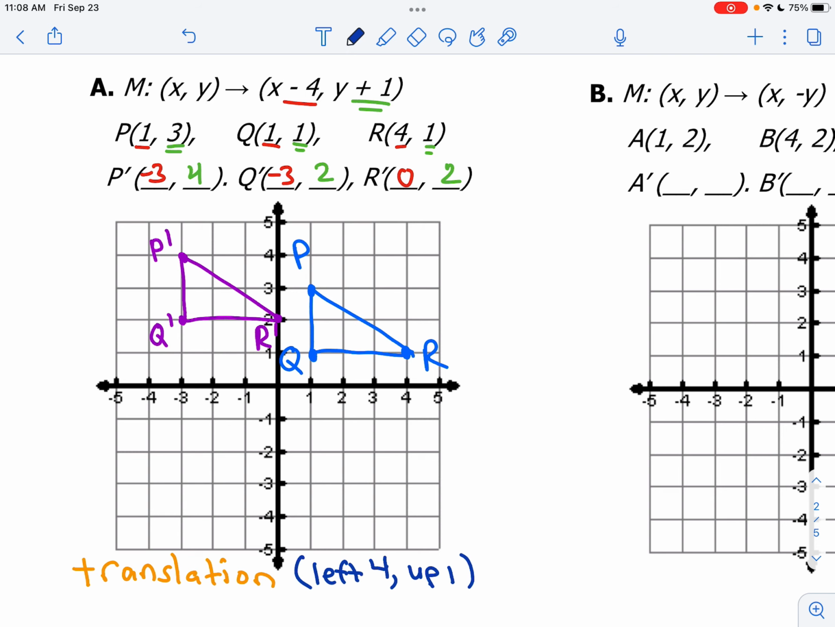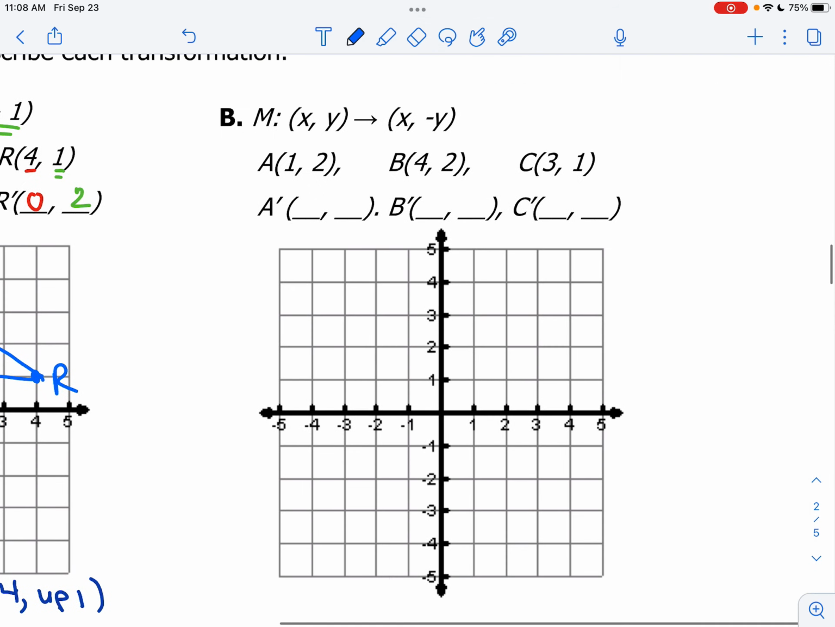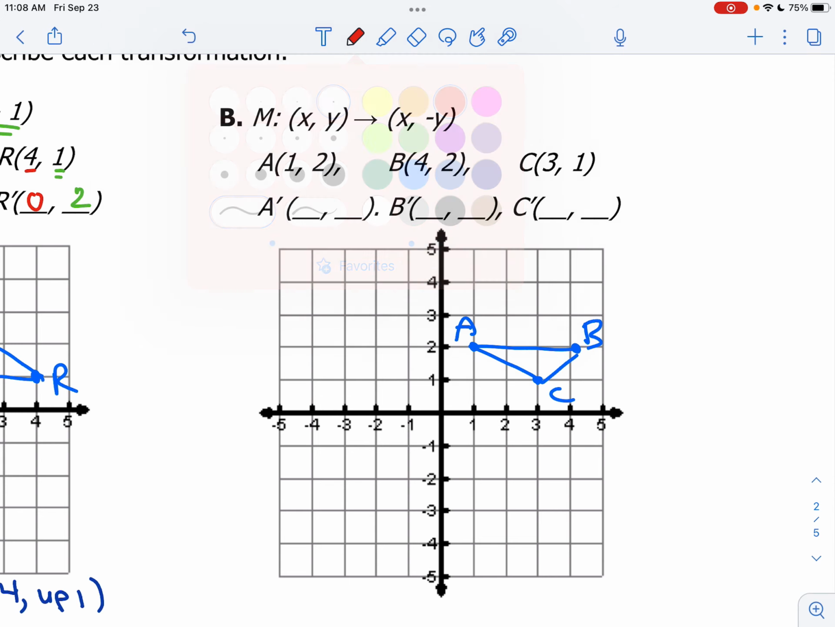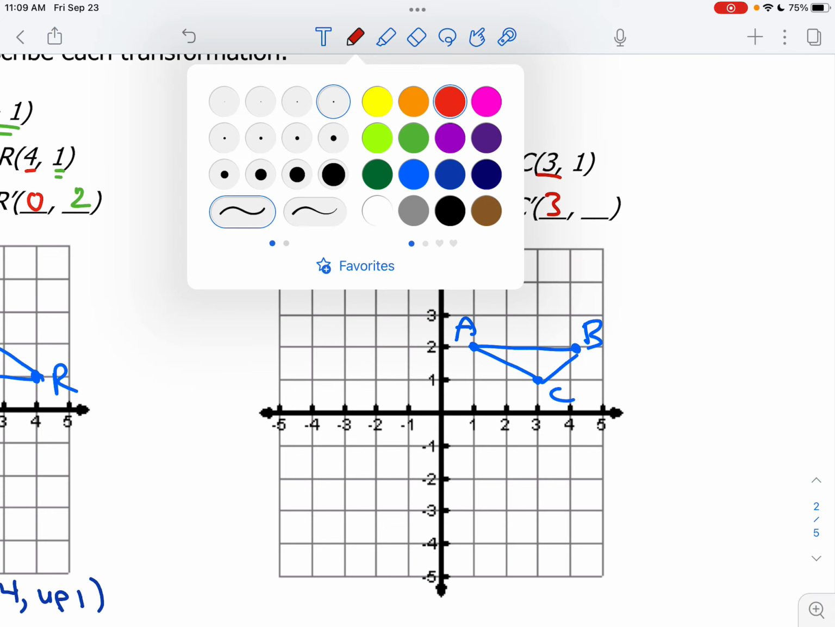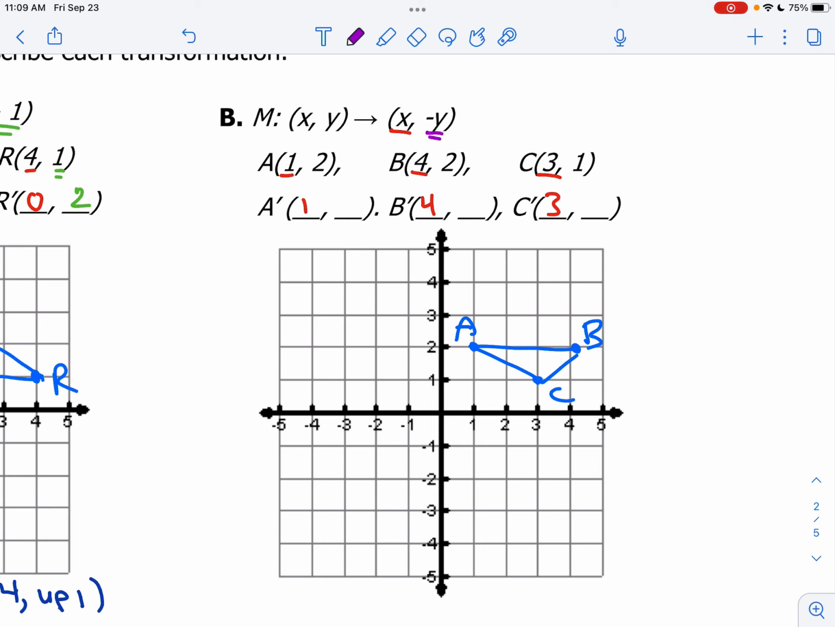All right, let's see what you found on this one. So let's start with our ABC. A, B, C. Oh, they're so close together. Look at that. Isn't it cute? A, B, C. All right. Now notice, let's switch colors first. The x value is not changing. 1 stays, 4 stays, 3 stays. The y value will become the opposite. So we'll go negative 2, negative 2, negative 1.